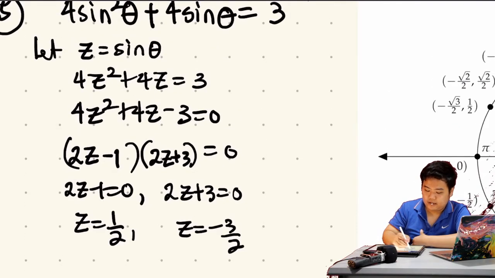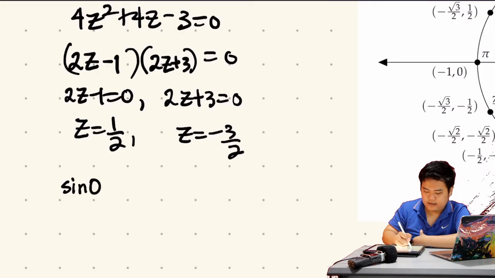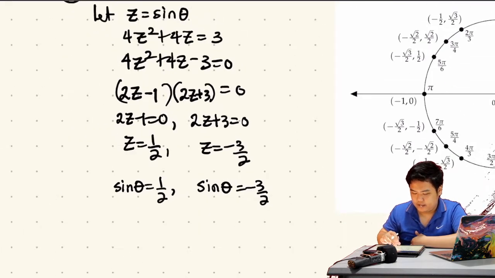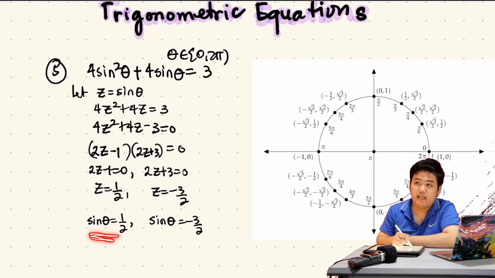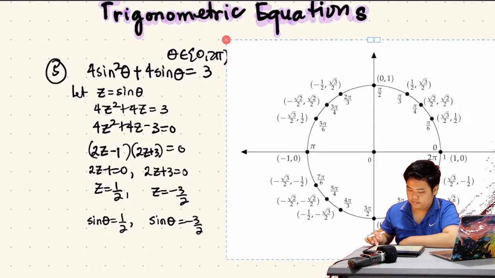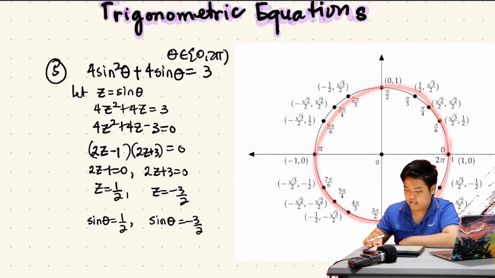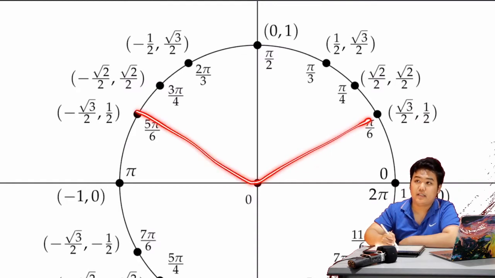What is z? Sine theta. So, sine theta is 1 half. Dito naman, sine theta is negative 3 over 2. Okay, so sa first one, hanapin natin yung mga values ni theta that will make sine 1 half. Okay. Resize natin ito. Ayan. So, ang theta natin, 0 to 2 pi lang. So, saan siya mag-1 half yung second coordinate? Dito, sa pi over 6 at saka sa 5 pi over 6.